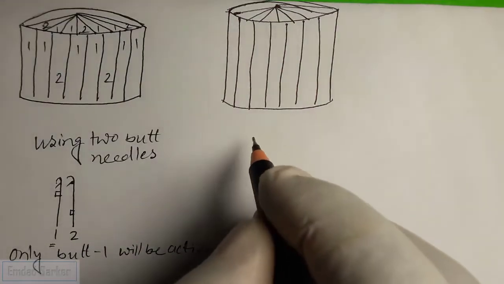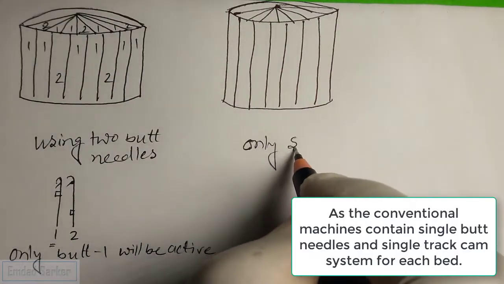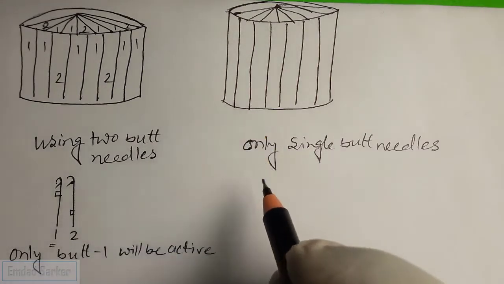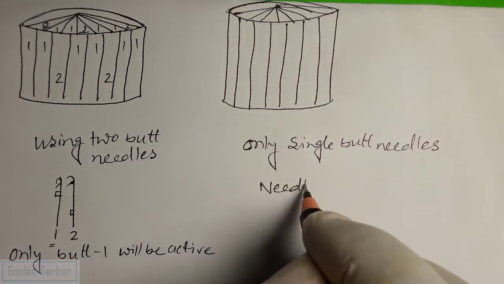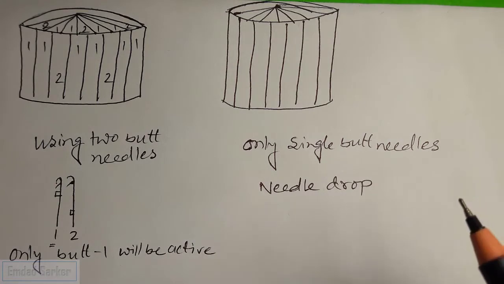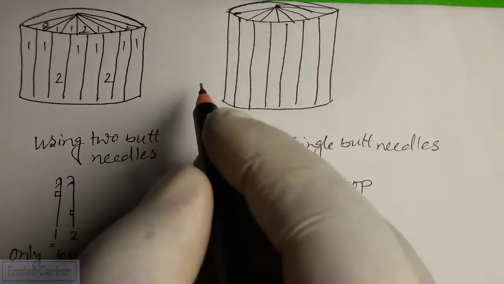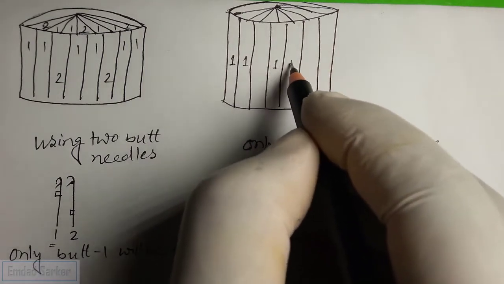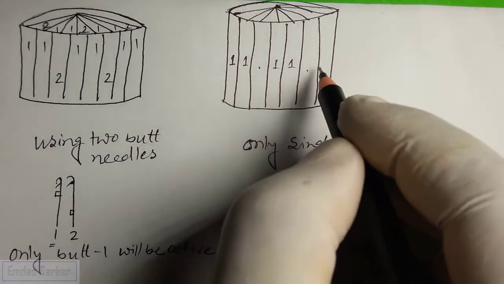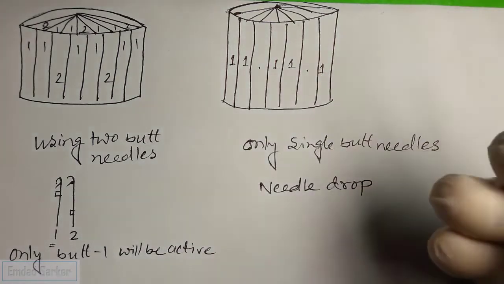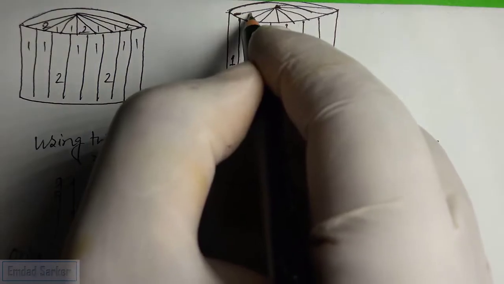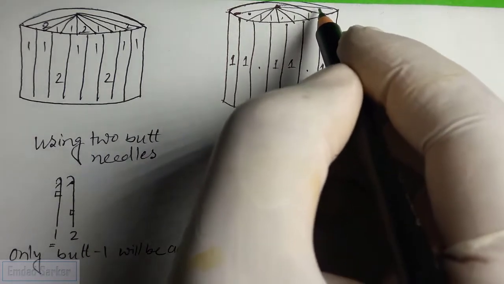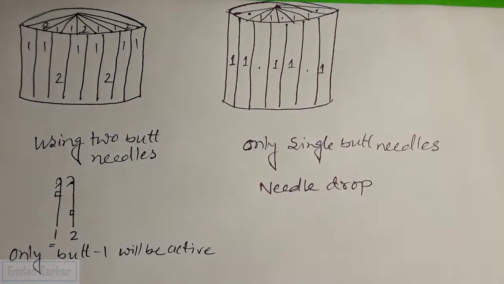If there are only single butt needles, then in the third trick the needle will be dropped. So this is the process of needle drop. There will be no needle in the third trick. So needle, active needle, there is no needle. Again 2 needles, there will be no needle. Again 2 needles, and in the third trick there will be no needle. In the case of the dial, no needle, 2 needles, no needle, 2 needles, no needle and then 2 needles.